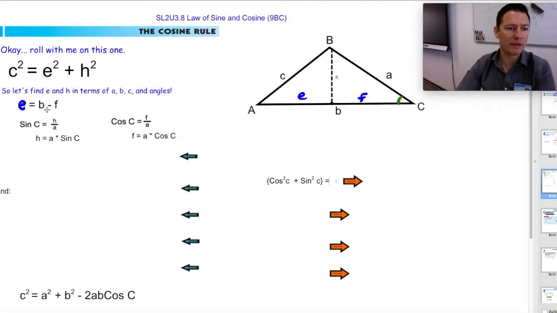And that's great because now we can plug those in and combine terms and get rid of E, F, and H. I don't want to talk about E and F and H. I want to only talk about A, B, and C, and we can put those together like this.